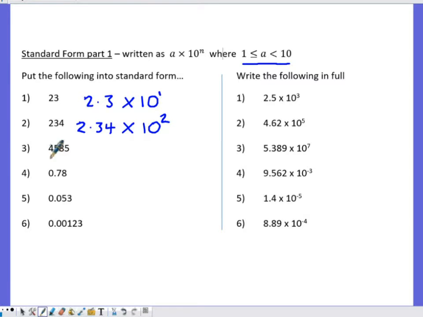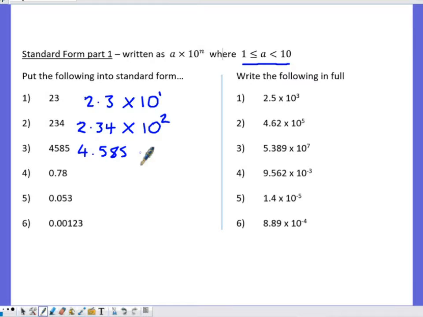Here, got to think about where the decimal point goes. It has to go between the 4 and the 5. Again, we're going to times this by 10 to the power something. The shortcut is looking at how many places the decimal point has moved. It's moved 3 places.